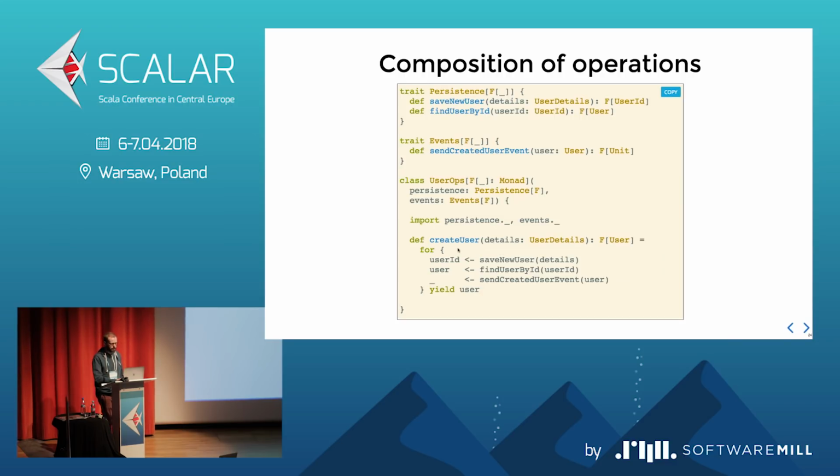To create a user, given some details about that user, it needs to save the user to the database, look the user up again because it's not a very good database, so we have to save it and then look it up again, and then send an event about that user. And because we want to do this sequential composition, we are using a monad here. So we have this context bound here, this type class restriction, saying I don't care what F is as long as it's a monad.